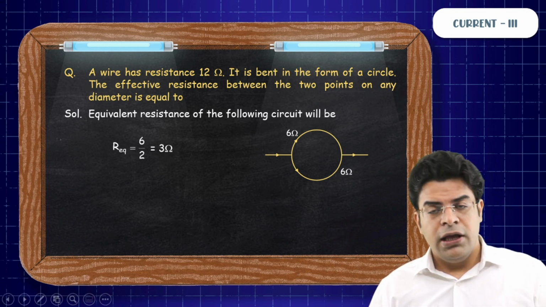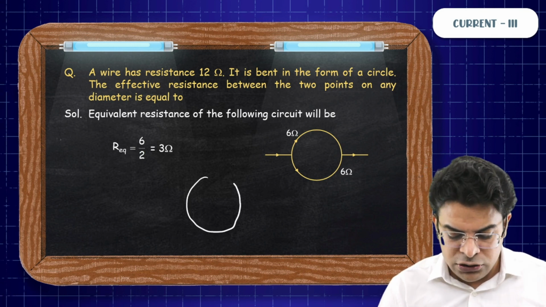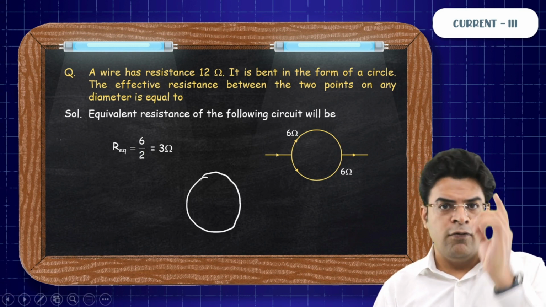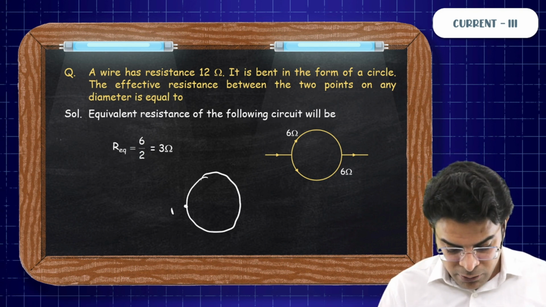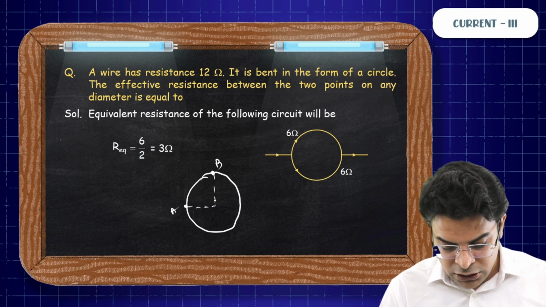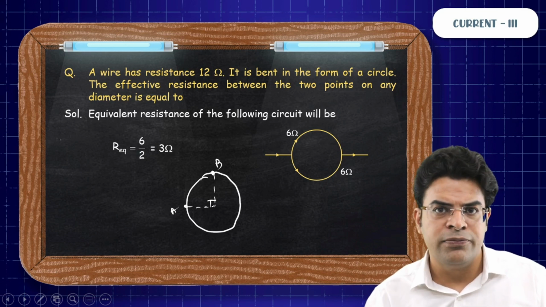Now beta, if in the same question they give you a question like this, for this whole wire resistance is 12 ohm, determine the effective resistance between two points A and B as shown in the figure, such that the radius vectors from A and B are at an angle of 90 degrees. What will be your answer?